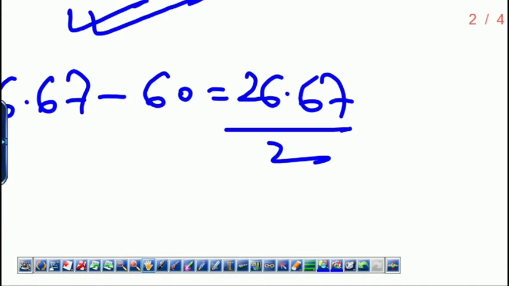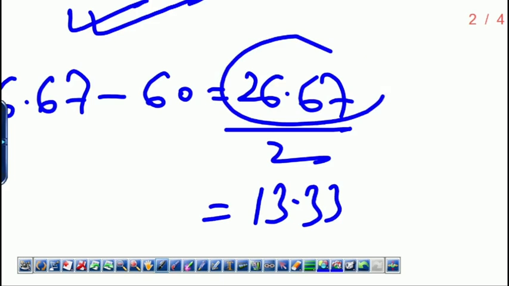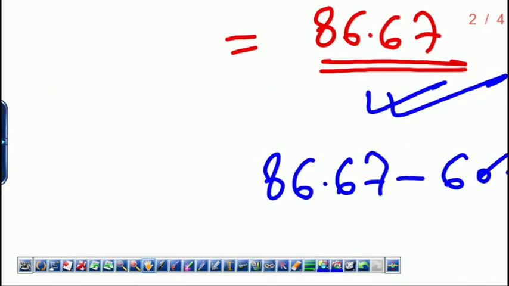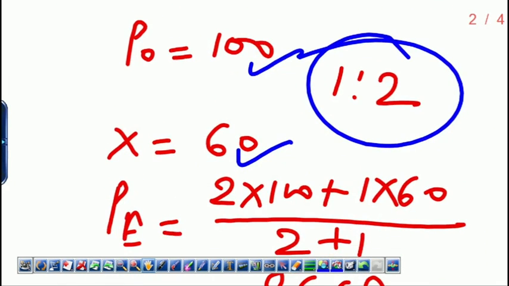You have to have 2 shares, so it becomes 13.33. So the value of the right, both are correct. This is also correct, this is also correct. Okay, I advise you to give 2 answers. So this is basically what we do.